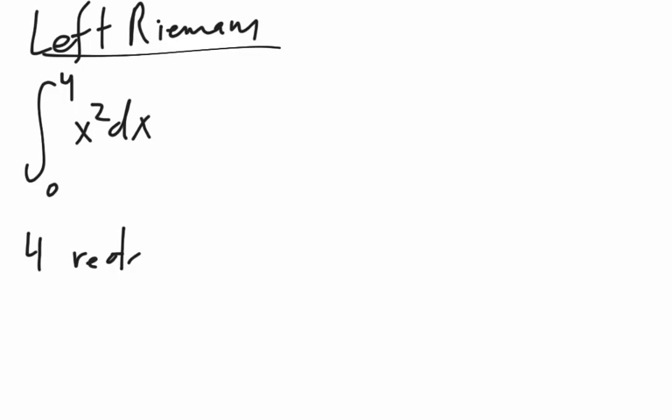Riemann sums are best taught with an example, so we're going to do a left Riemann sum. The way that it works is we're going to approximate the area from 0 to 4 of x squared dx. Remember that this is the area under a curve. And I'm going to tell you that you're going to use 4 rectangles to approximate this area. So let's take a look at a graph and figure out how we do this.